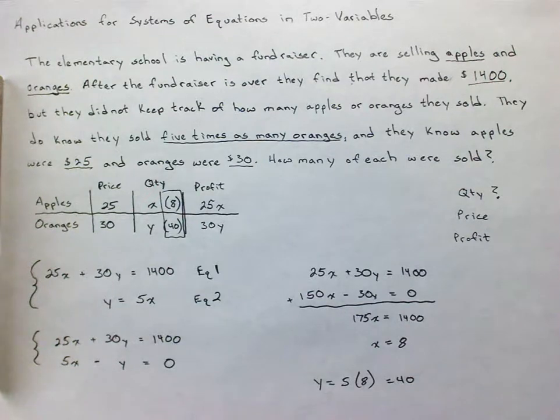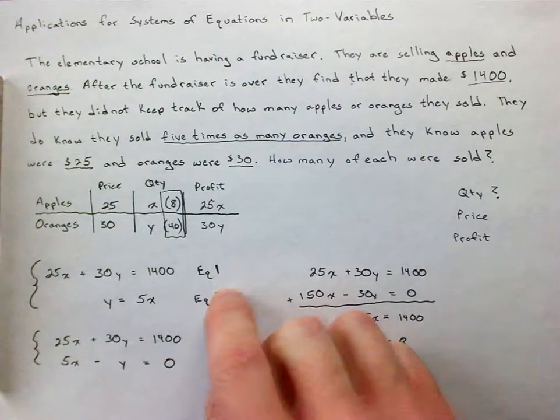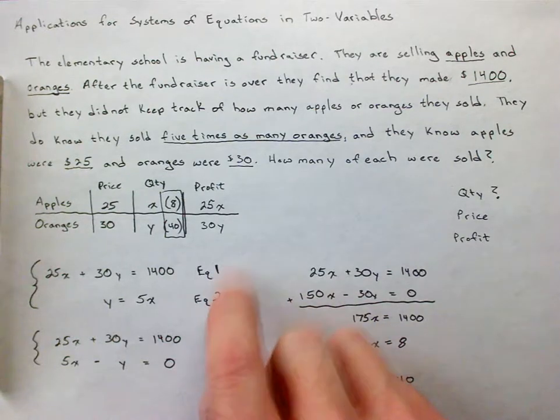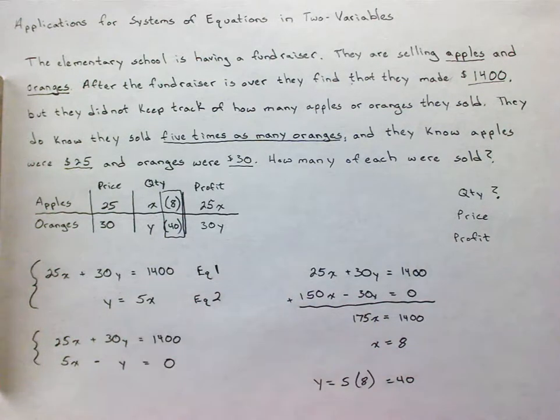But again, set up that table, identify your variables, and identify the two main items that they're giving you. In this case, they were talking about money and quantity, and then make a comparison between the two. Each equation is going to represent something of its own that are related. And then once you have that, then solve.